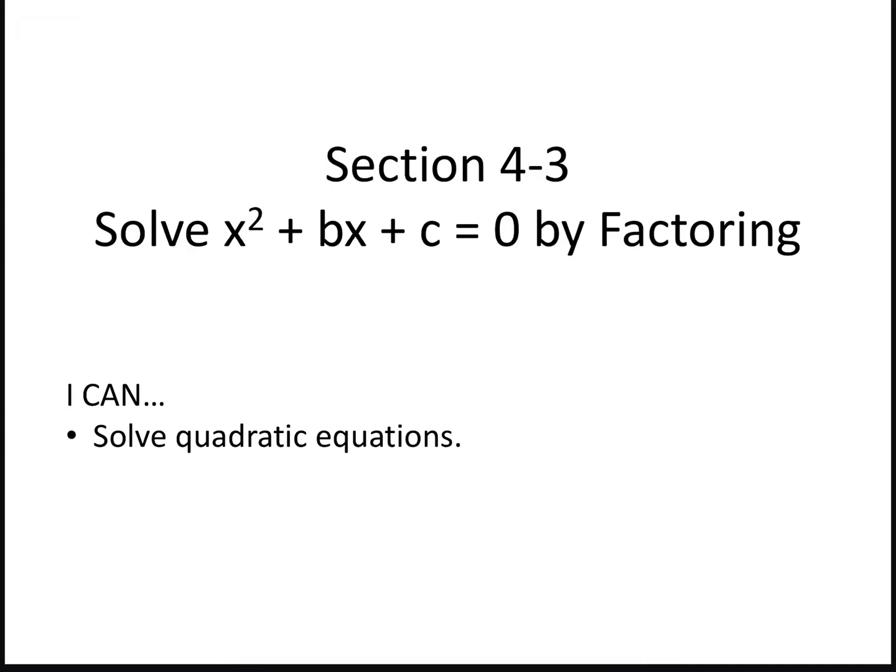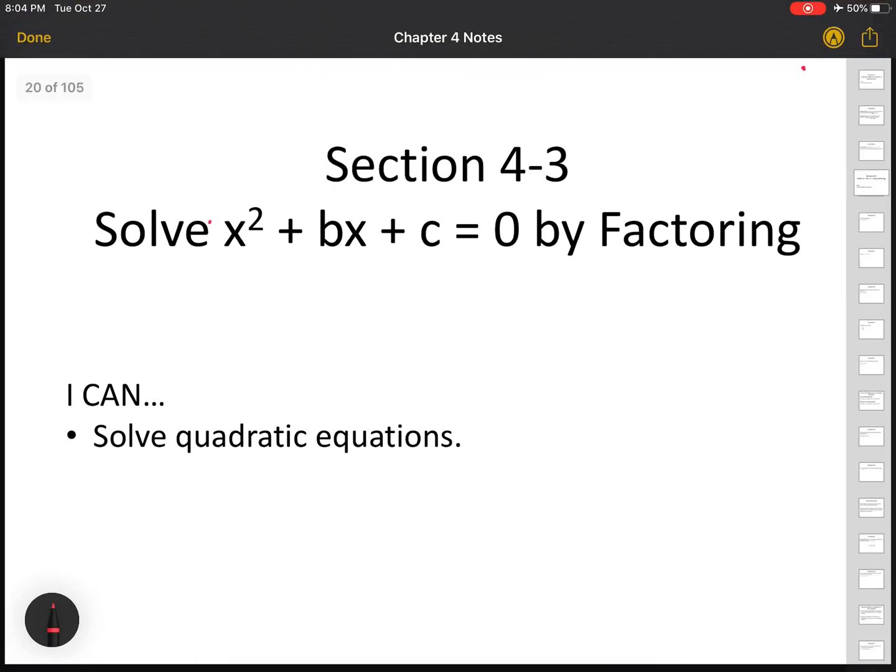This is section 4.3. In this section, our goal here is to be able to solve quadratic equations where our a value here is equal to 1.